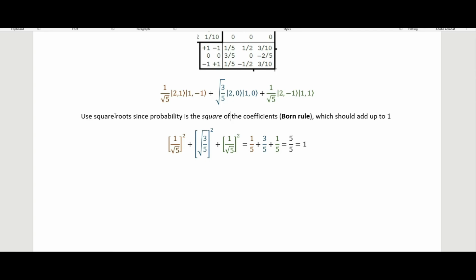Here I just said we use the square roots because the probability is the square of the coefficients, the Born rule. So it should add up to 1. So, 1 over square root of 5 squared plus square root of 3/5 squared plus 1 over square root of 5 squared equals 1/5 plus 3/5 plus 1/5 equals 5/5 equals 1, which is what we would want because that is our probability of 1. So it should add up to 1.